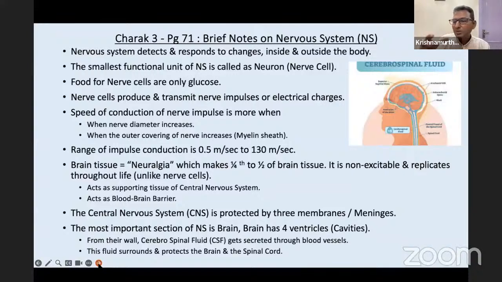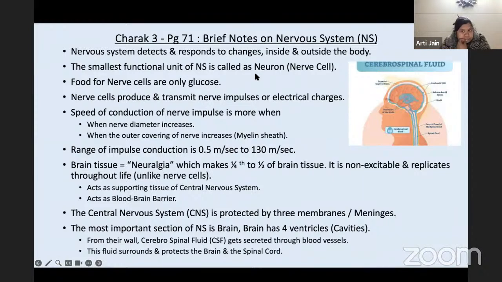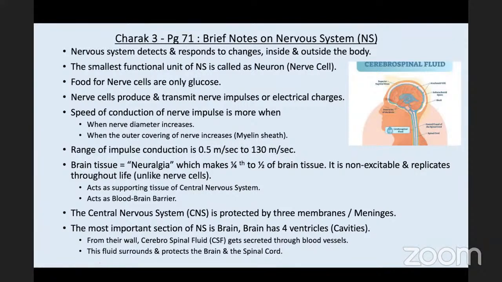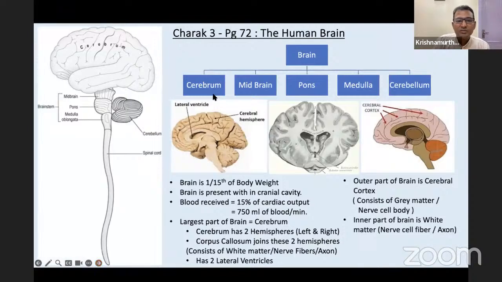So it talks a little bit of the anatomy and physiology of the spine. What is the smallest functioning unit of the nervous system? Neuron. And the smallest unit of the kidney? Nephron. Nephron is for the kidney, neuron is for the brain and nerves. Once again, a little bit more anatomy, which we will not go into.